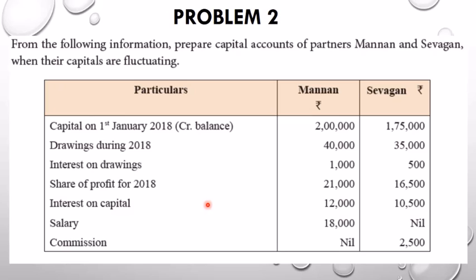So let's work out a problem. From the following information, prepare capital accounts of partners Mannan and Sevagan when their capitals are fluctuating. So capitals are fluctuating, so we are going to prepare only capital accounts. Opening capital, credit balance is given, drawings is given, interest on drawings, share of profit, interest on capital, salary of Mannan, and commission of Sevagan are given.